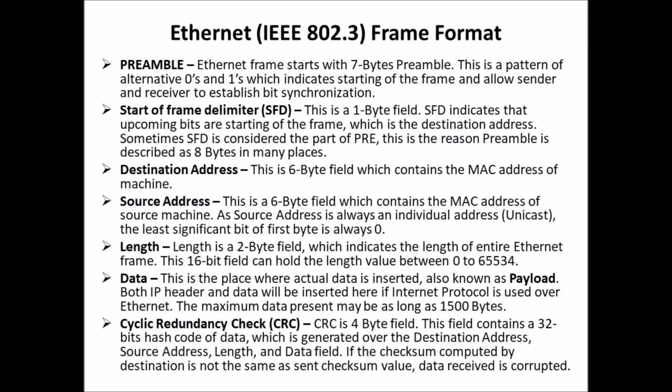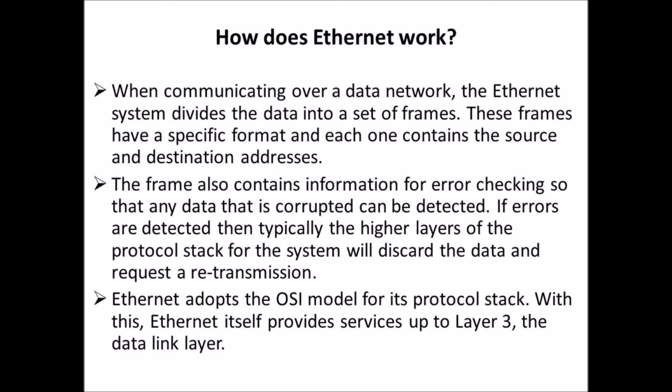Seventh one, cyclic redundancy check, CRC. CRC is a 4 byte field. This field contains a 32 bit hash code of data which is generated over the destination address, source address, length and data field. If the checksum computed by the destination is not the same as the sent checksum value, the data received is corrupted. Next, we can discuss the working of Ethernet.